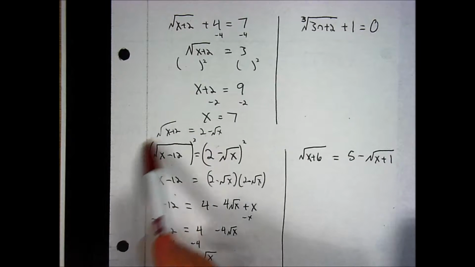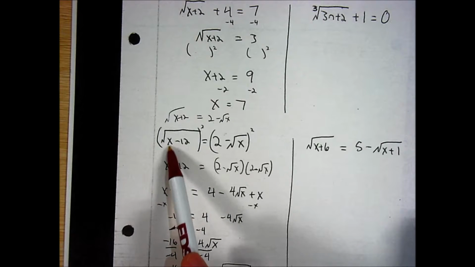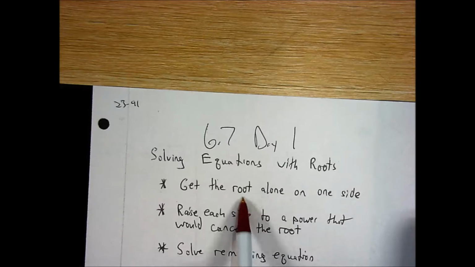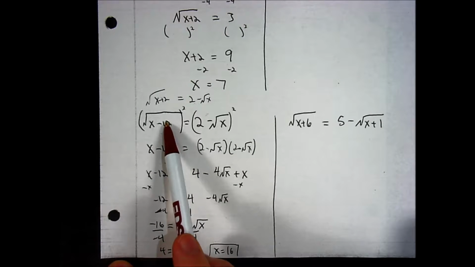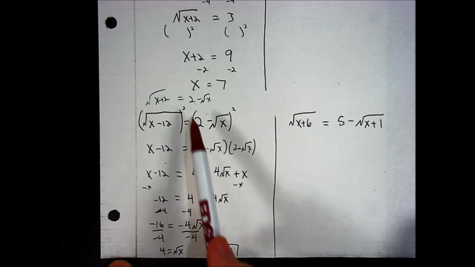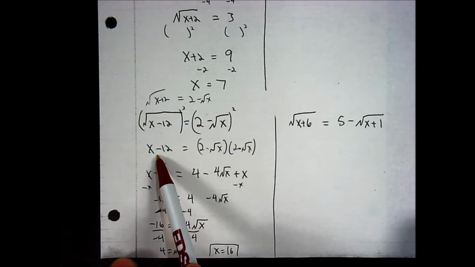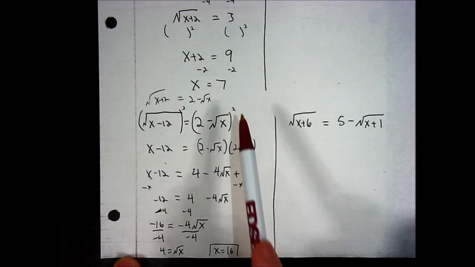Alright, so we have this square root all by itself already on the left side. So we have step 1 done. We have a root alone on one side. Let's go ahead and get rid of it. It's a square root, so we're going to square both sides. When I square a square root, those cancel out. We just have x minus 12 equals 2 minus the square root of x, parentheses squared.